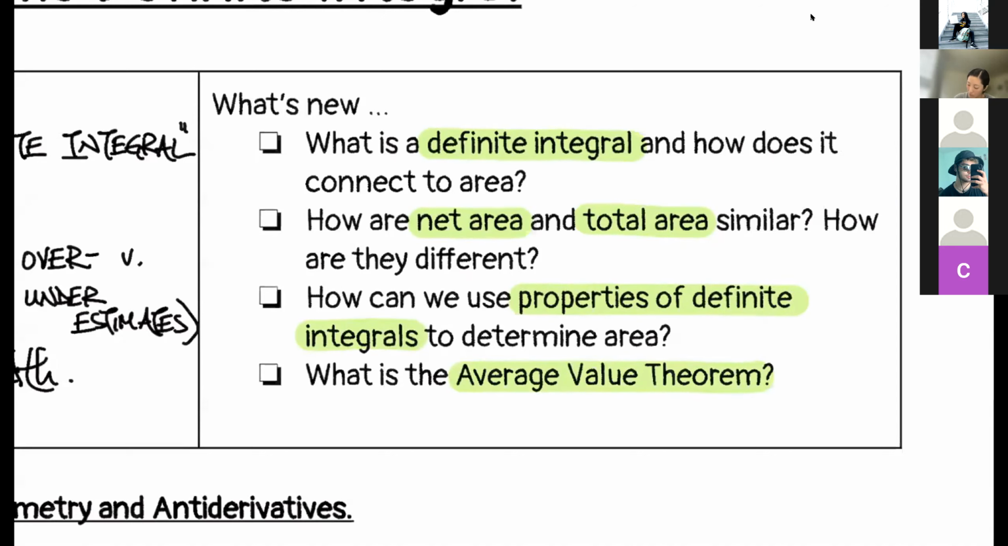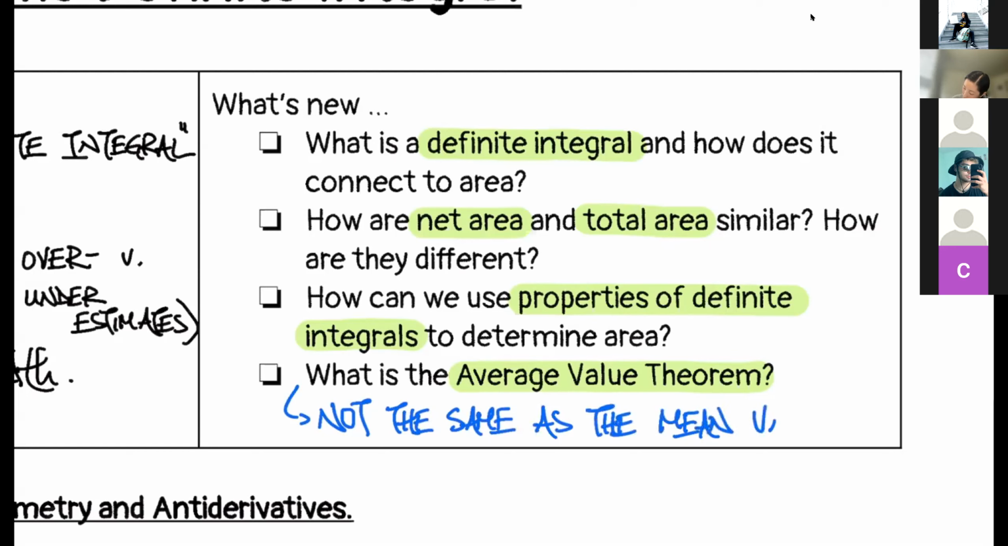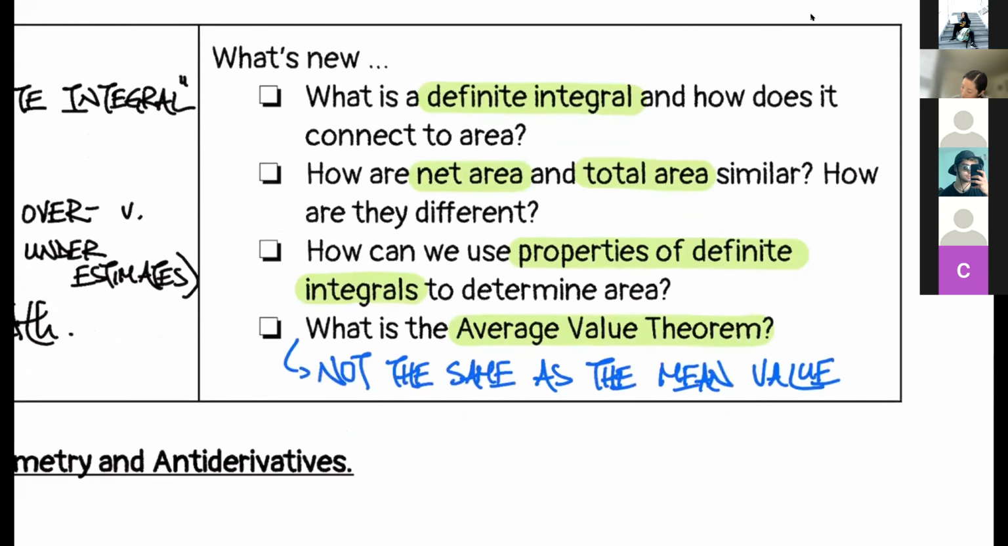All right. Now I want to make a note under this that this is not the same as, that sound is delightful, huh? Not the same as the mean value theorem.